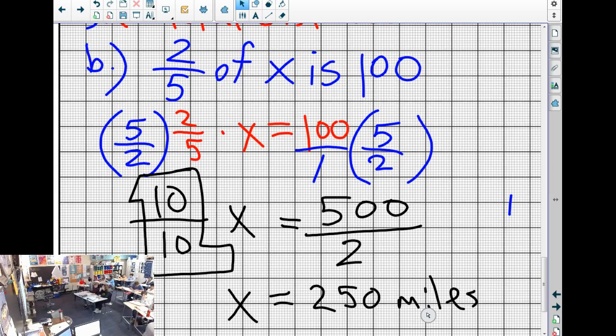Guys, I want you to actually go ahead and skip down to 7-42. Go to 42.